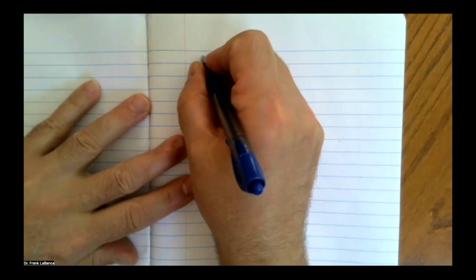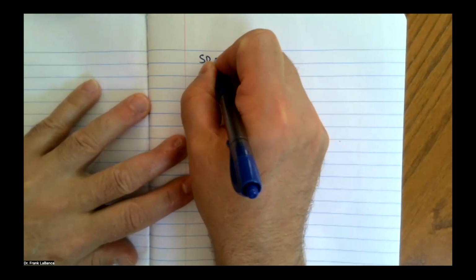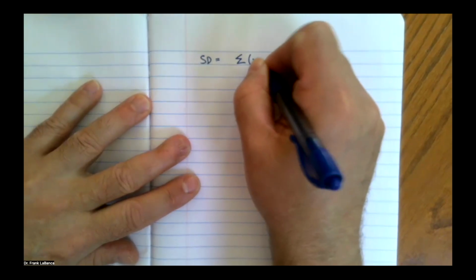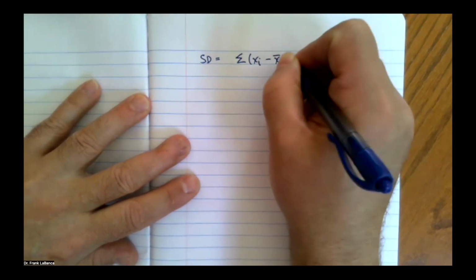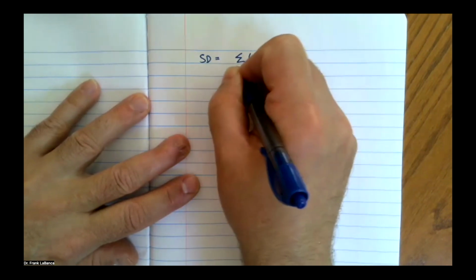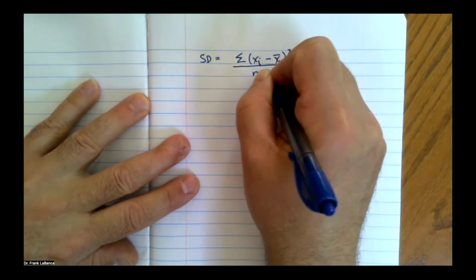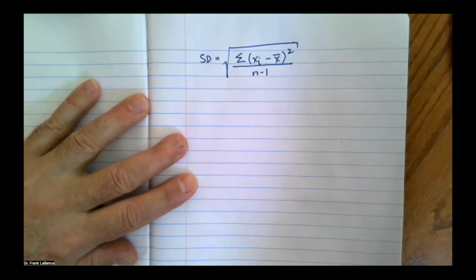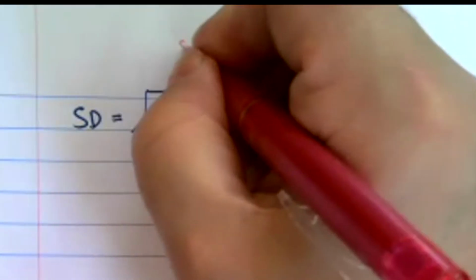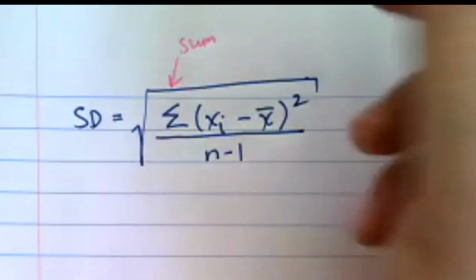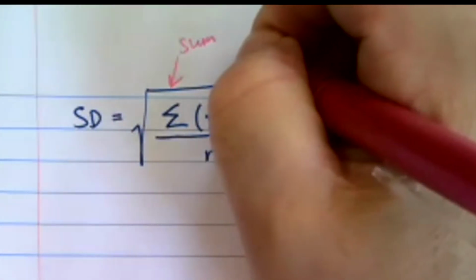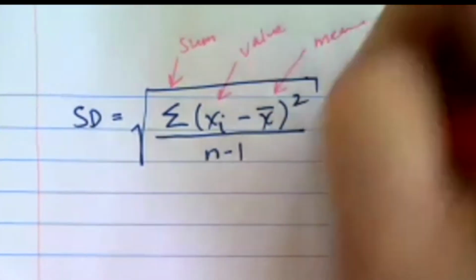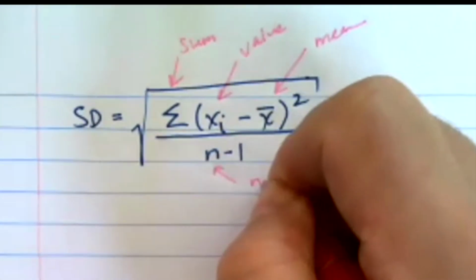We're going to start with standard deviation. Standard deviation is the sum of the initial values minus the mean squared, divided by n minus 1, all square rooted. So we got some different things happening. Sigma, the Greek letter sigma, means sum, add everything up. Xi, the initial, is the value. X bar is the mean. And n is the number of terms.